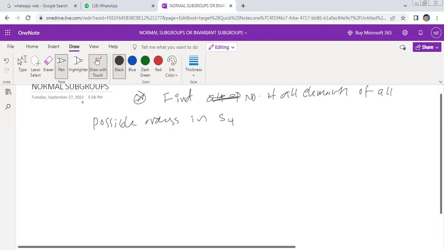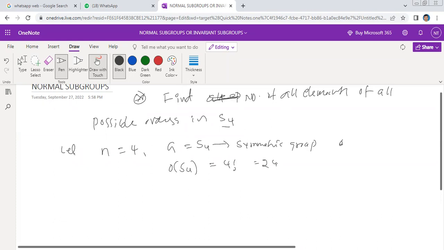It's an important concept. Here, let S4 mean the number of elements n is equal to 4. My group G is equal to S4, a symmetric group. The order of S4 is 4 factorial, which means 24 elements. My question is, how many elements of order 1 are there out of these 24 elements?